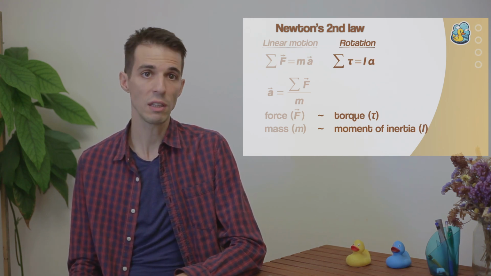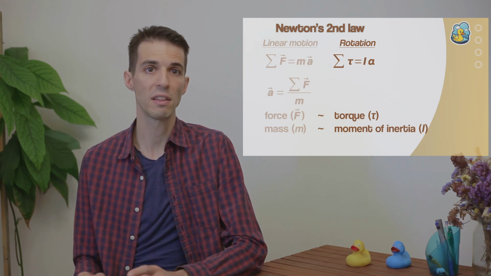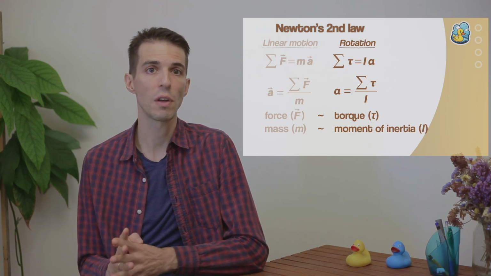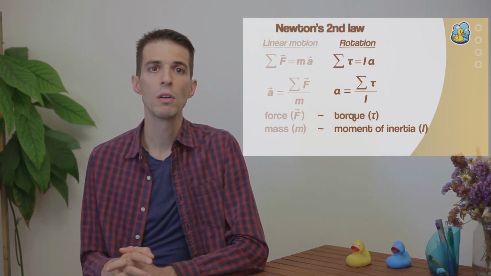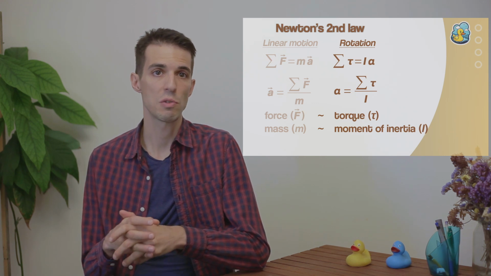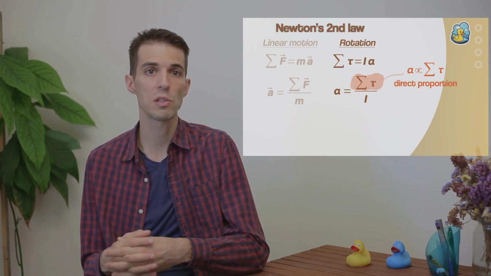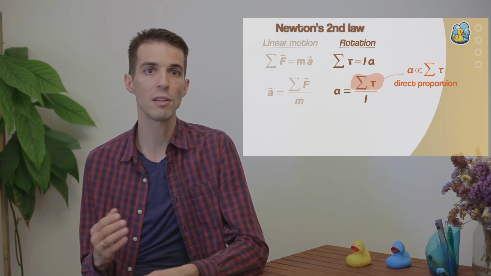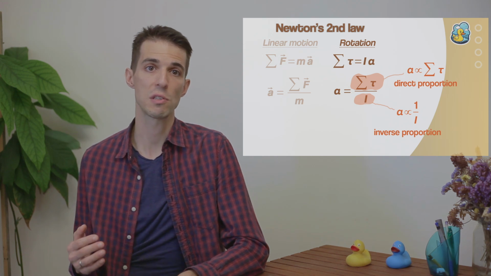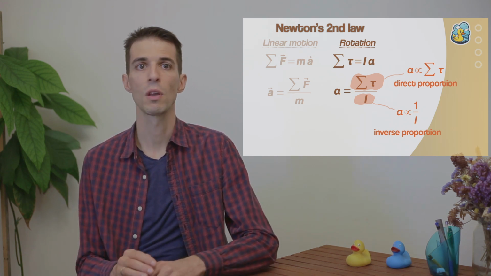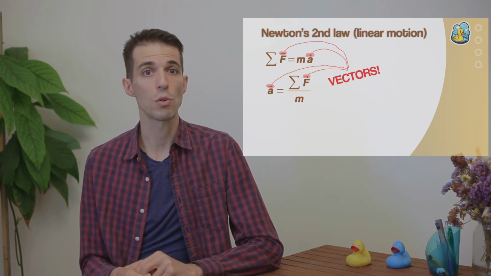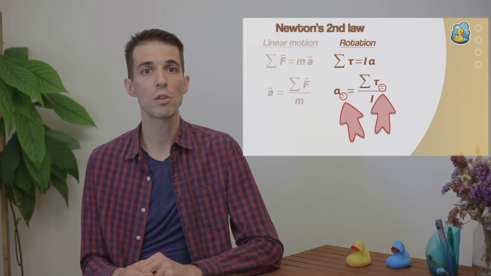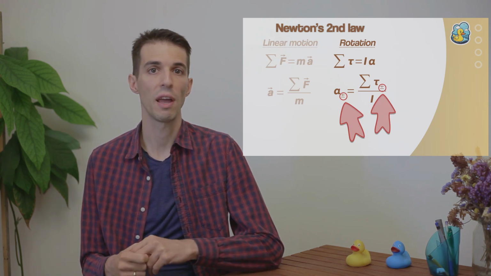Or if, again, you want to put the causes on the right-hand side and the consequence on the left-hand side, alpha equals sum tau over I. Just like force causes linear acceleration, torque causes angular acceleration. And just as mass resists changes in linear motion, the moment of inertia resists changes in rotational motion. Also, just as linear acceleration is always in the direction of the resultant force acting on an object, the angular acceleration will be in the direction of the resultant torque acting.